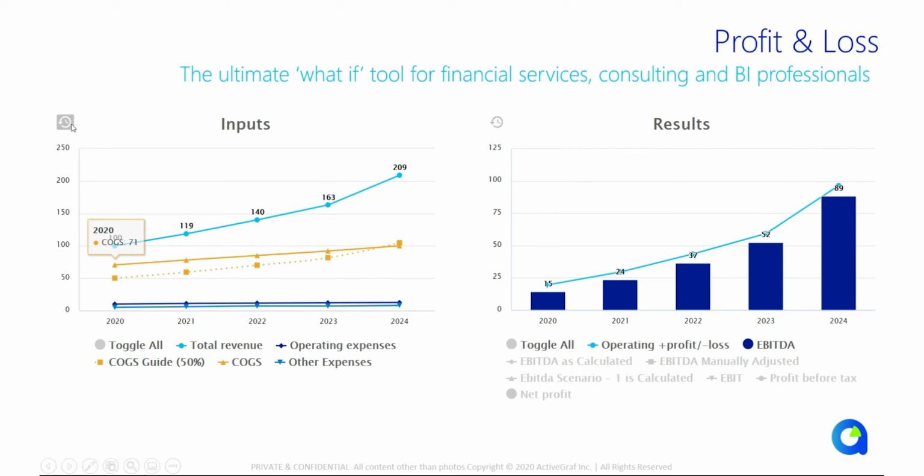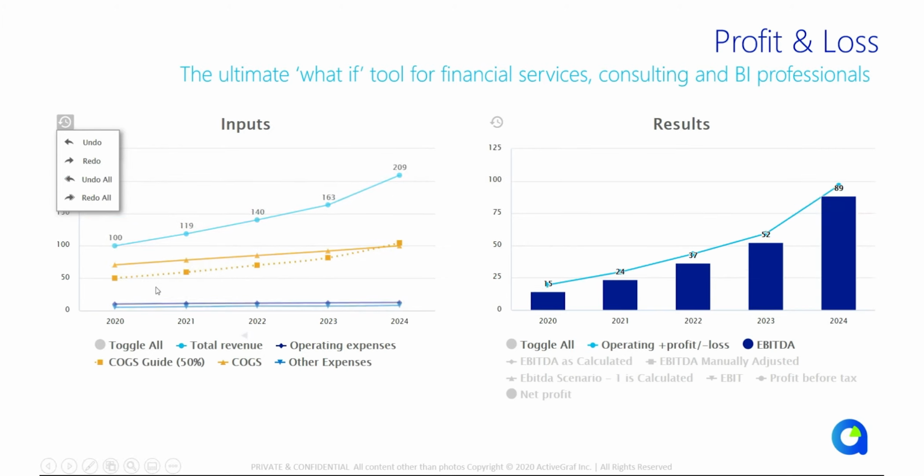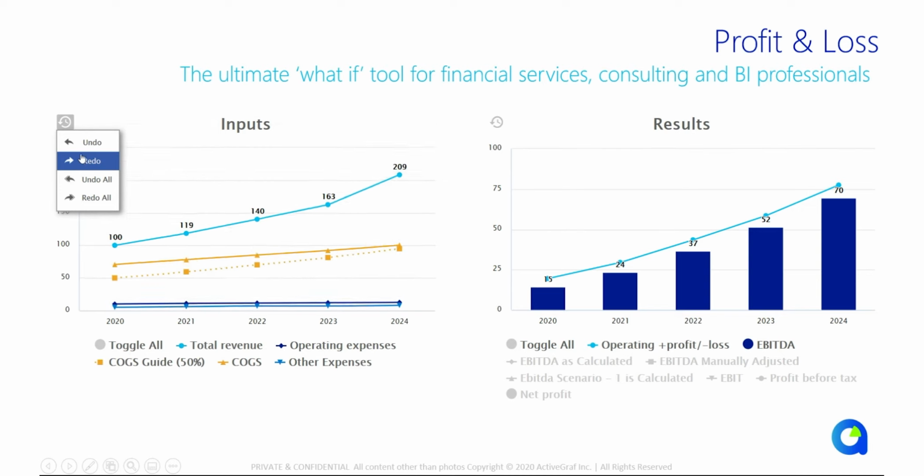Also, a very useful feature is the undo-redo feature. You can undo all edits to the chart and see what the original was, and then look at the result of any what-if analysis. So essentially, you're creating some minor versioning here. You can also undo and redo by steps.